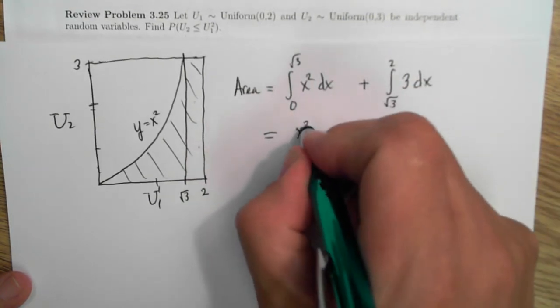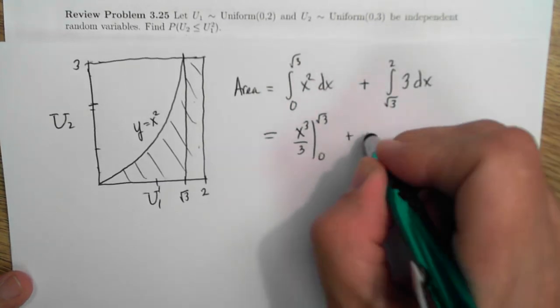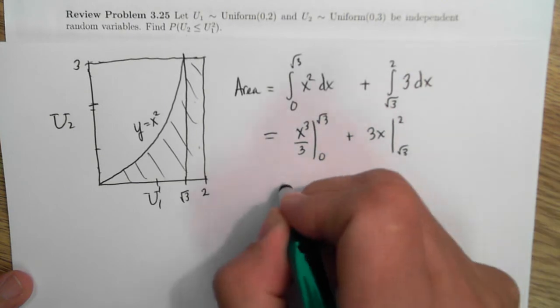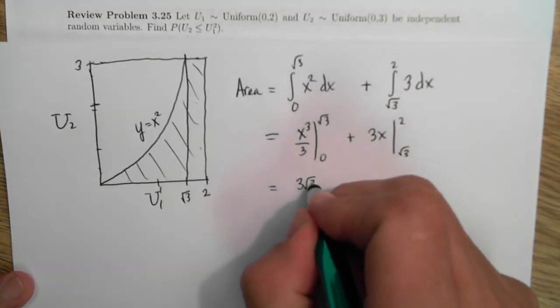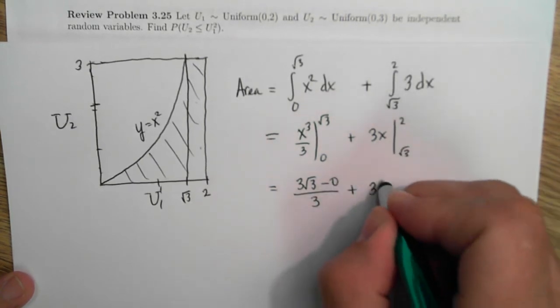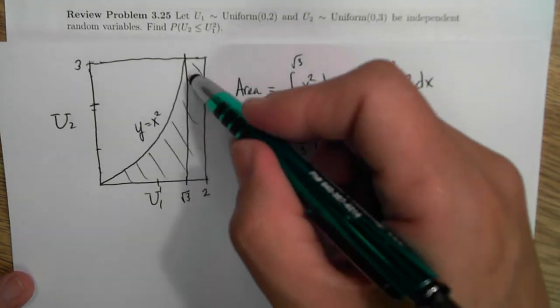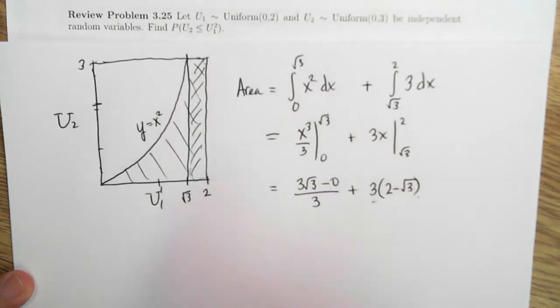Okay, so I get x cubed over 3, evaluated from 0 to square root of 3. Then 3x from square root of 3 to 2. So plugging in, I get (3 times square root of 3 minus 0) over 3. Plugging in here, I get 3 times (2 minus square root of 3), where this last term is just clearly the area of this small rectangle that appears here on the right side.